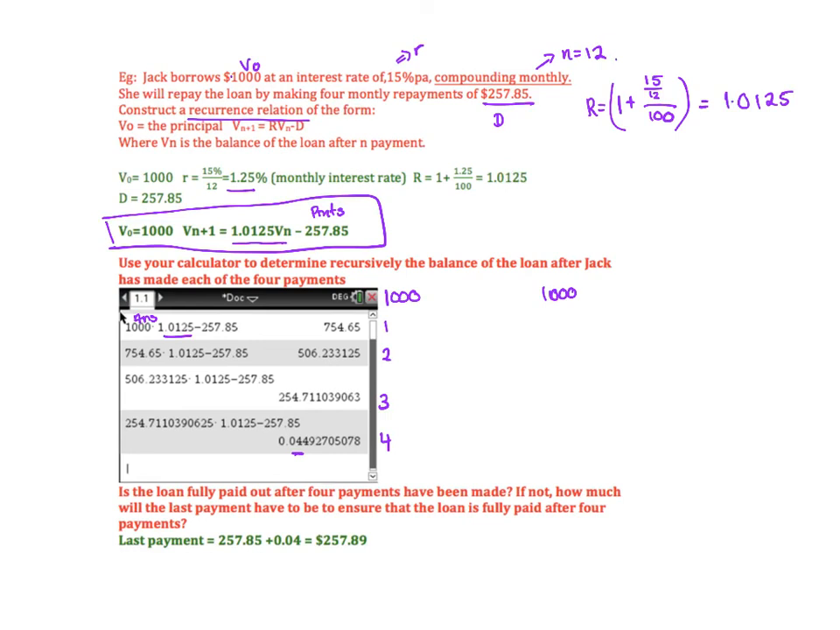Is the loan fully paid off? If not, how much will the last payment have to be to ensure the loan is paid off in 4 payments? So she didn't quite pay it off. She still owed 4 cents. So what they do is they just add that to the last payment to zero it off to get it done.